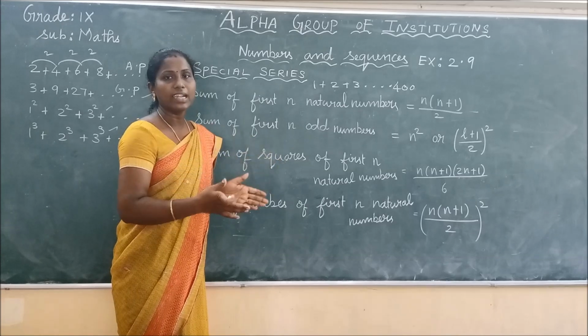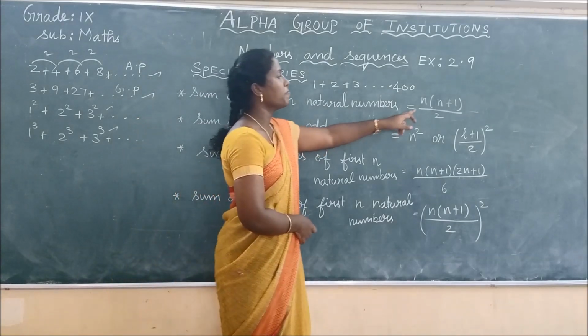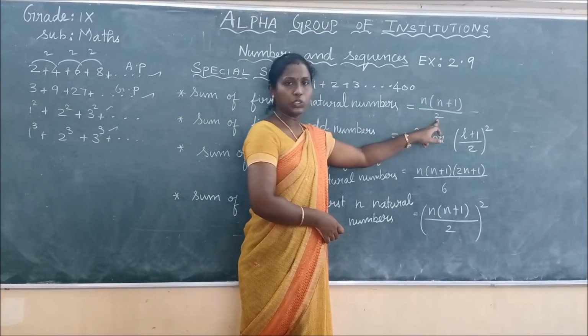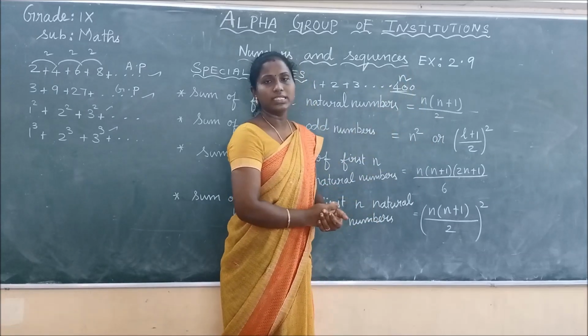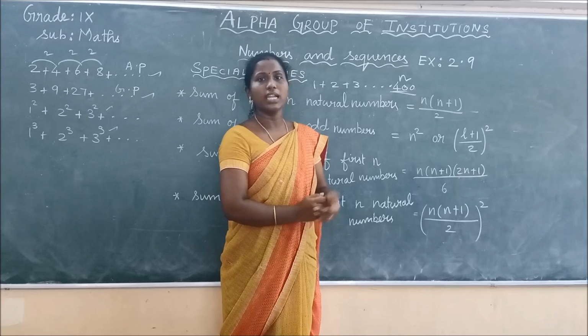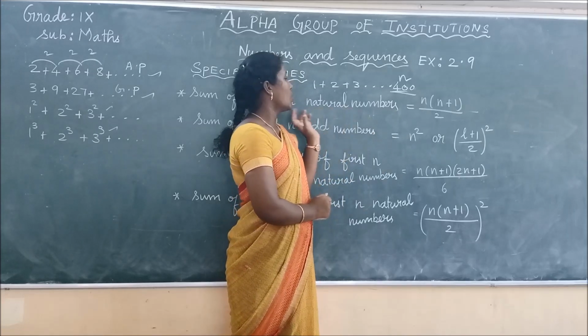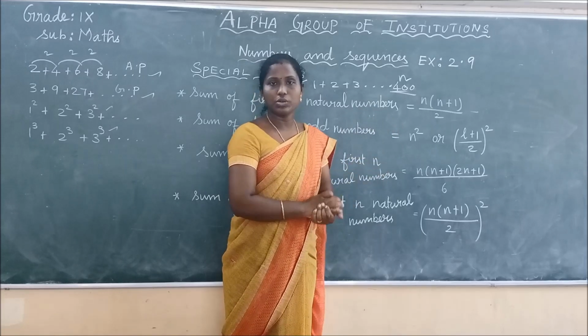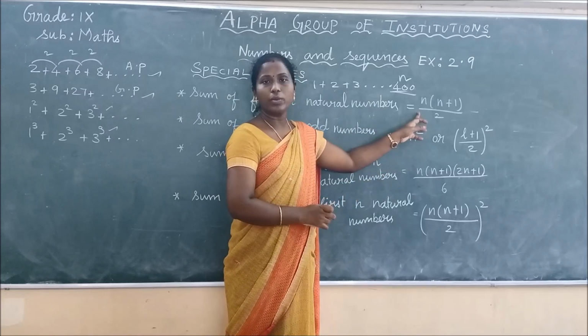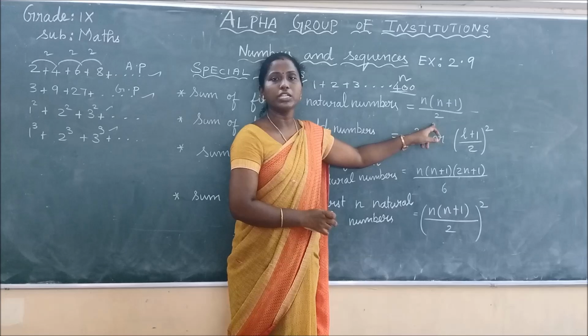For the sum of first n natural numbers, we use the formula n into n plus 1 by 2. Here n is the value of the nth term, or the last term. So when they simply give the natural numbers to add, we have to use the formula n into n plus 1 by 2.